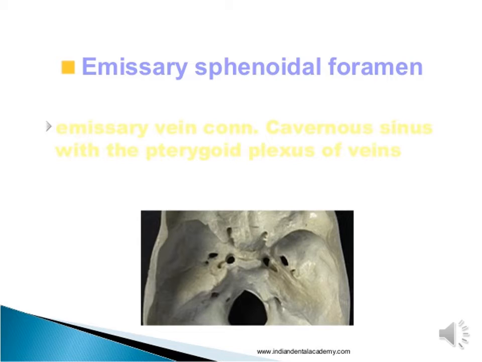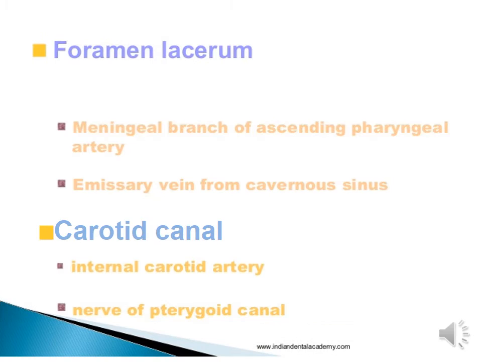Another foramen is called the emissary sphenoidal foramen. It is posterior to the foramen spinosum. It transmits an emissary vein connecting the cavernous sinuses with the pterygoid venous plexus. Another foramen is called the foramen lacerum. It is located between the petrous part of the temporal bone, the greater wing of the sphenoid bone, and the body of the sphenoid bone. It transmits the meningeal branch of the ascending pharyngeal artery and emissary veins from the cavernous sinuses.